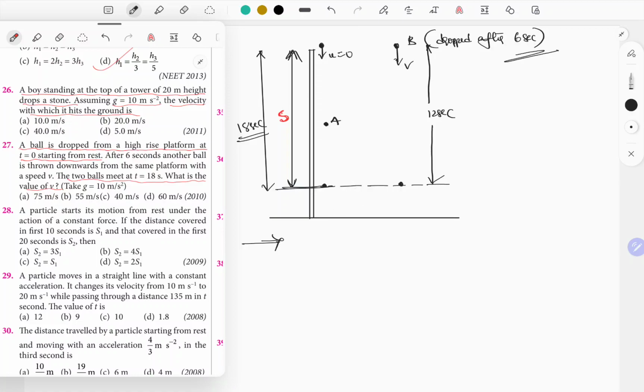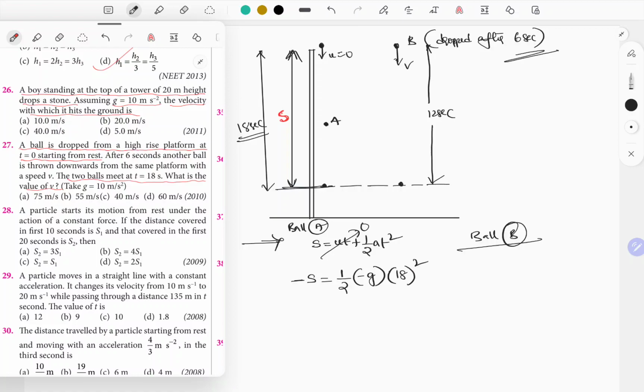Let me substitute one by one. So first object is dropped. S is equal to ut plus half at square. This is for ball A. Next, ball B. So for the first ball, S is equal to ut, u is equal to 0, then S is equal to 1 by 2. Is a minus or plus? Minus. a is minus g into t. Do I have to consider 12 seconds or 18 seconds? I should consider 18 seconds.